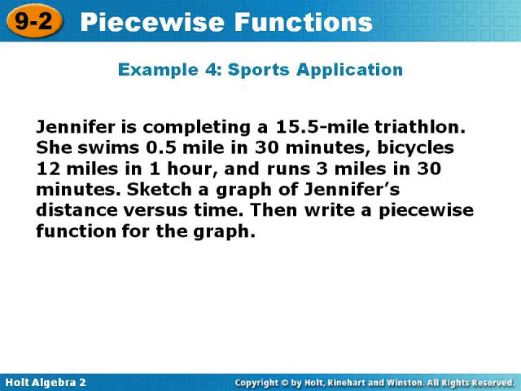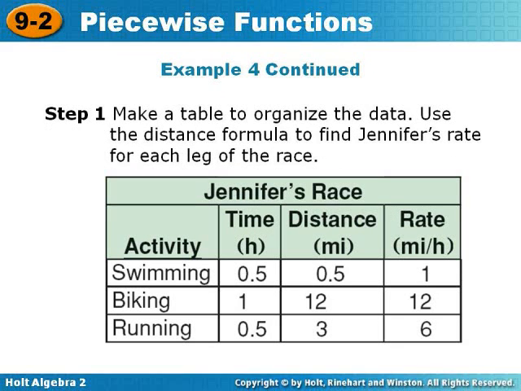Jennifer is completing a 15.5-mile triathlon. She swims a half a mile in 30 minutes. She bicycles 12 miles in 1 hour. There's your rate, 12 miles per hour. And runs 3 miles in 30 minutes. Take a minute and figure out your rate. Rate is the distance divided by time. And put all of your numbers in your table. Pause it now because the next video will show you how everything looks in your table.